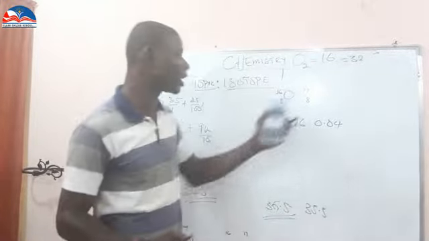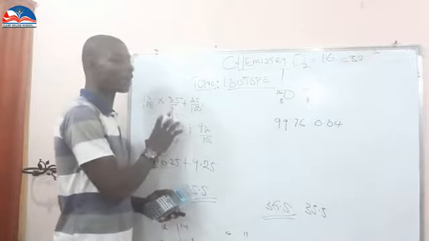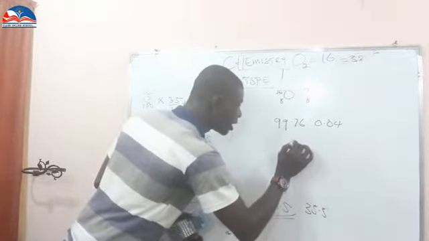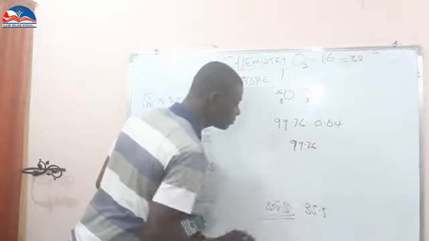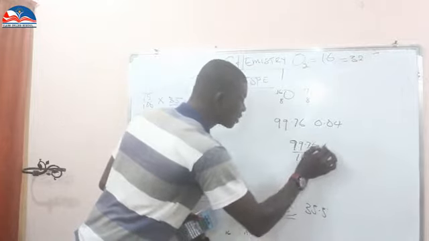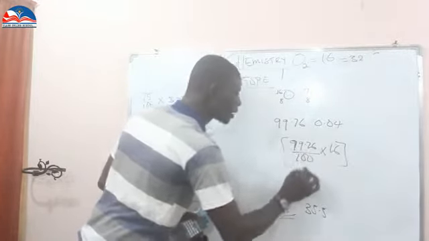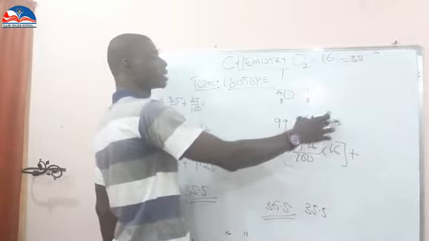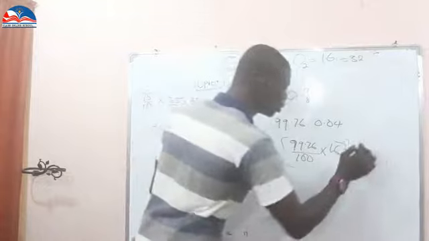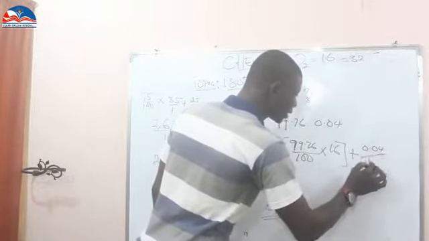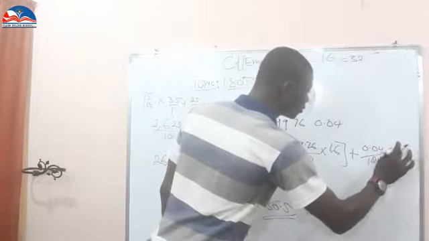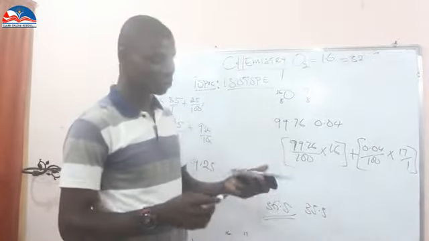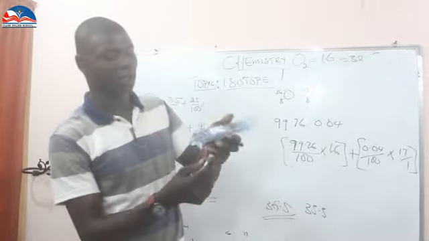Now, how do I use this percentage abundance for my calculation? You simply do what we have here. If I have 99.76%, I quickly go to my mathematics: 99.76 all over 100 times 16. I'll bracket this, then I'm going to have my plus. Since that of 17 occurred, its percentage abundance is 0.04, so I'm going to have 0.04 all over 100 times 17. I'll bracket all of them. So, this is what we call isotope or relative atomic mass.